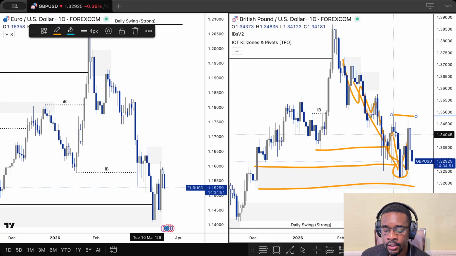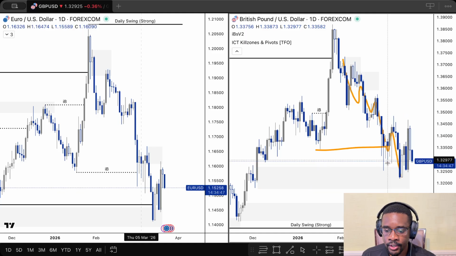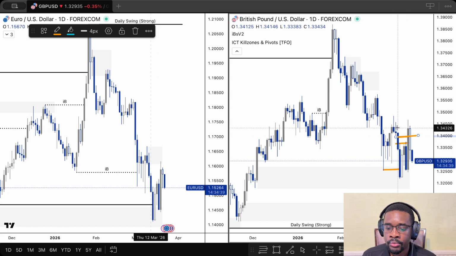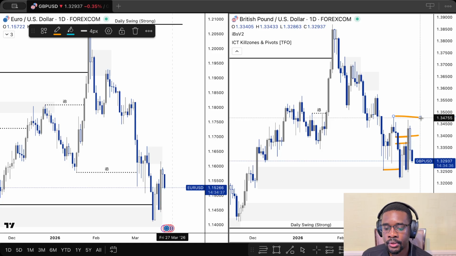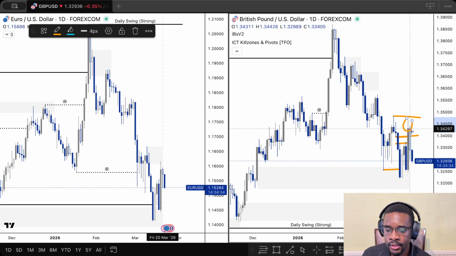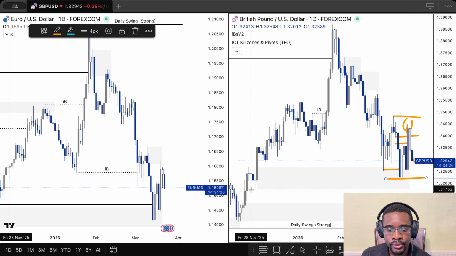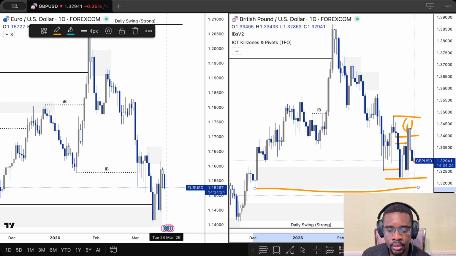And we did mitigate the supply that resulted in this fractal structure break right here. We had an imbalance which was filled, and then we did mitigate the extreme of the zone. And then since then price has been reacting, and now we are looking to be pushing back down. So we could be targeting these lows or possibly even this low of the zone.